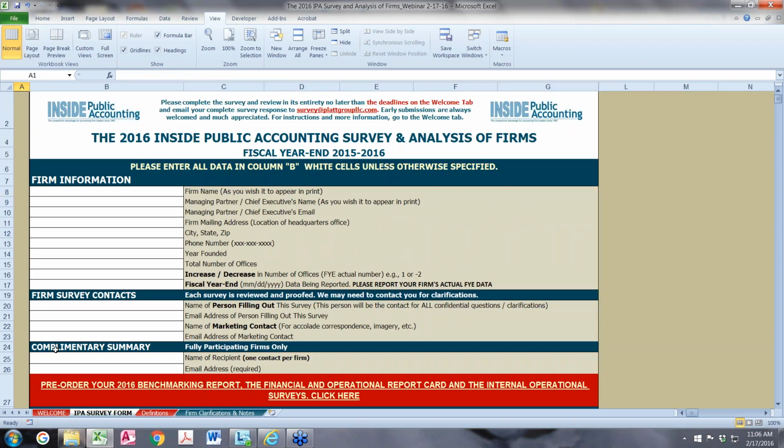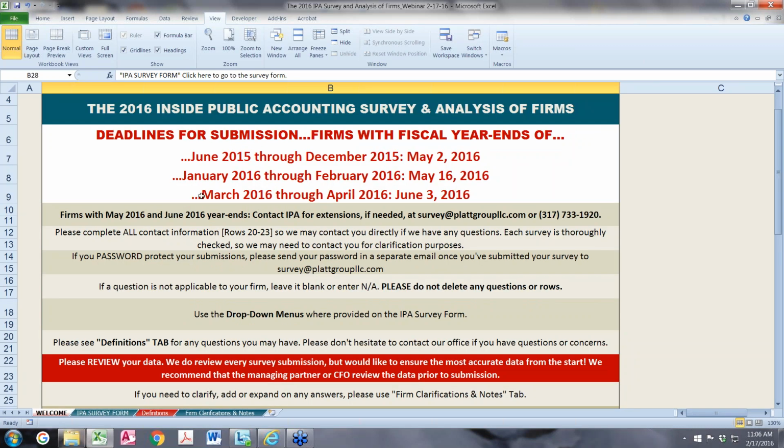Some associations have early deadlines to ensure that their data is ready for the spring meetings, and your assistance in meeting these deadlines will be crucial. Here we see the general deadlines for submission are May 2nd for firms with a fiscal year end of July through December, May 16th for those with a fiscal year end of January or February, and June 3rd for those with a March or April year end.